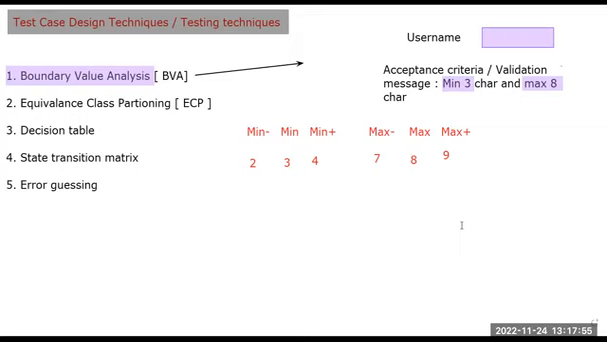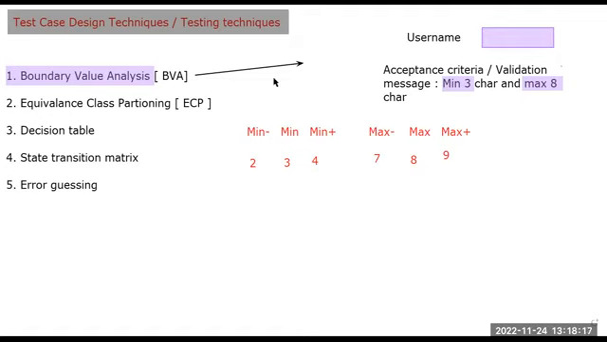Based on this formula, we can come up with the quality number of test scenarios. It means we can cover the maximum scenarios for testing this particular username field. So we are saying that we have min minus, min plus, then max minus, max plus. With these boundary range values, we have to validate this particular username field.